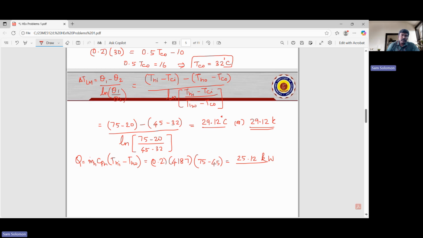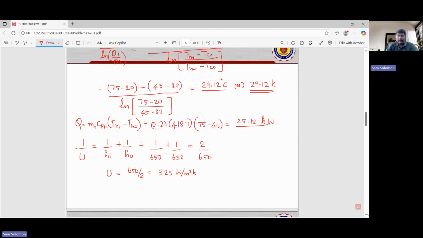The next one is going to be U, the overall heat transfer coefficient. So 1 by U is going to be equal to 1 by Hi plus 1 by Ho. So that is 1 by 650 plus 1 by 650. So that is 2 by 650. So U is going to be equal to 650 divided by 2, which is 325 watt per meter squared Kelvin.